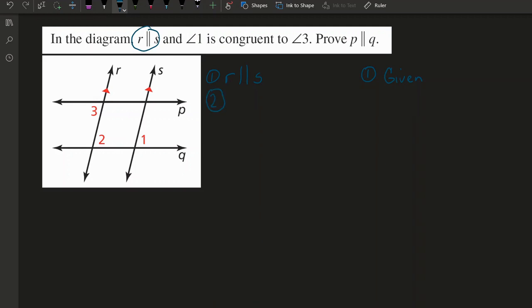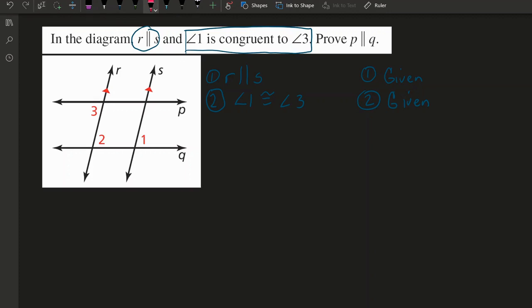Now there's another piece of given information. Angle 1 is congruent to angle 3, and that is also given. Now, what I want to do is prove that the line P is parallel to the line Q. So in order to do that, I'm going to start using the different theorems that I've learned so far.